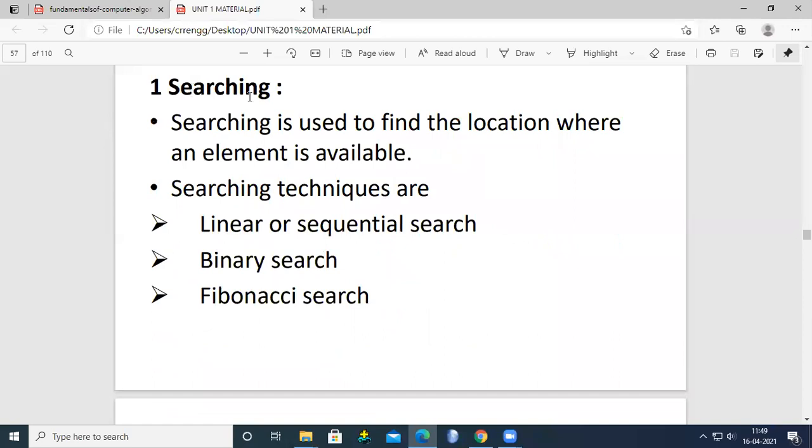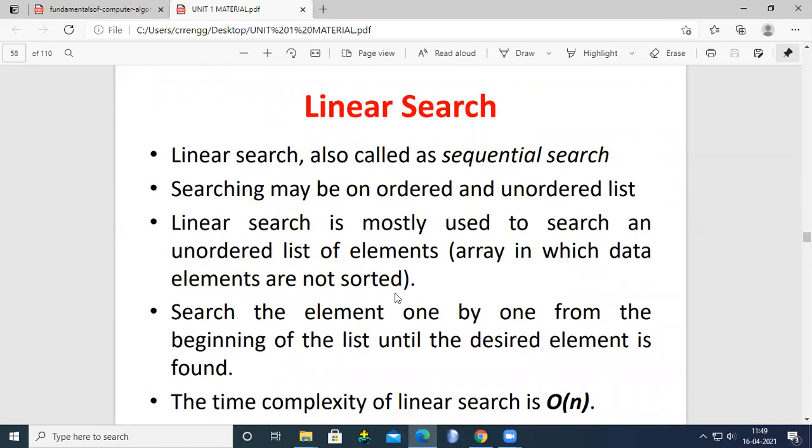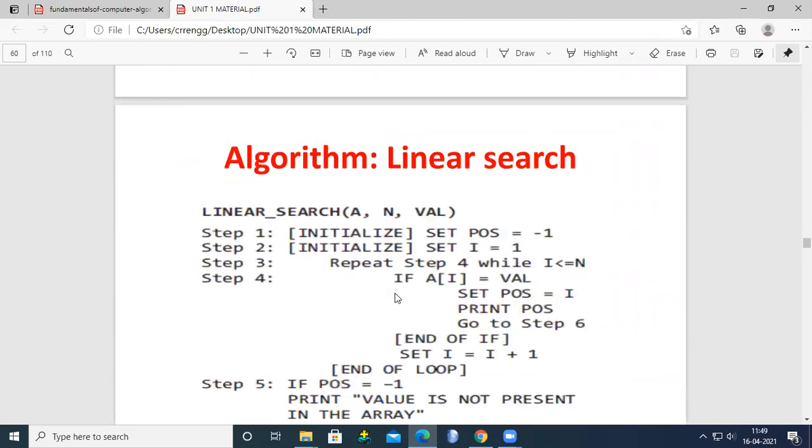Searching and sorting techniques. So what is searching? We want to find an element in the list. Searching is used to find the location where an element is available. Searching techniques are linear or sequential search, binary search, and Fibonacci search. We already studied these three searching techniques in our data structure subject.